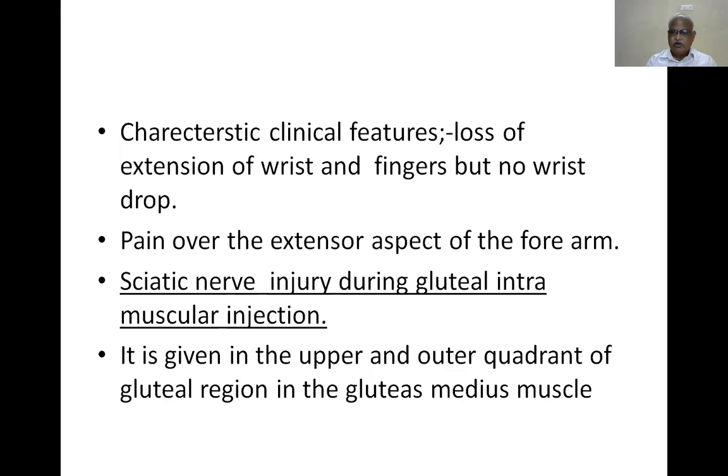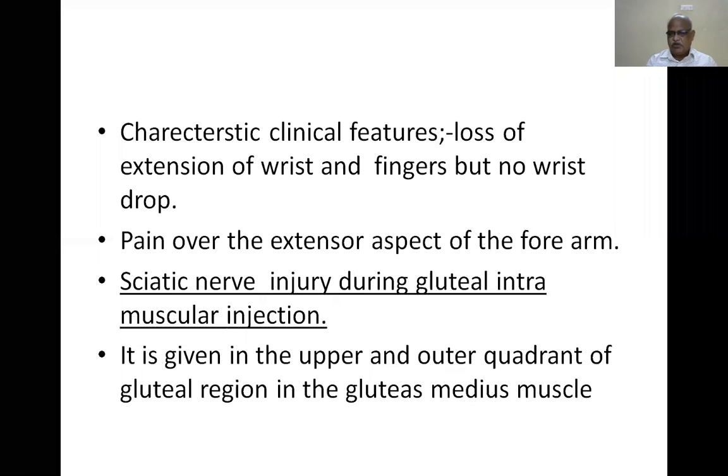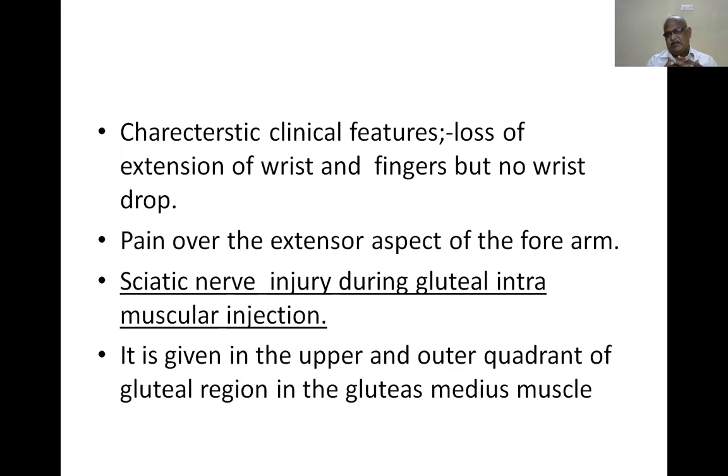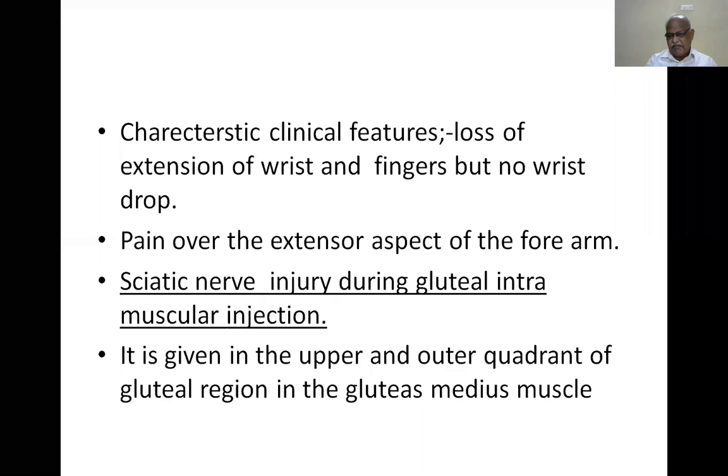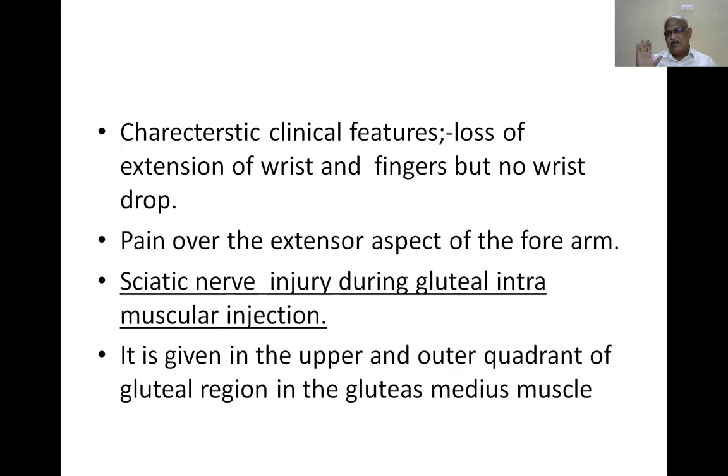For that, you have to use a needle. The minimum length of the needle must be 5 millimeters, so it will go beyond 5 millimeters. You have to give to a depth of 3 to 5 millimeters in the gluteus medius muscle and deposit the injection. Whenever you give an intramuscular injection, aspirate first. If the needle is in a blood vessel and bleeding comes, then you should not inject it.